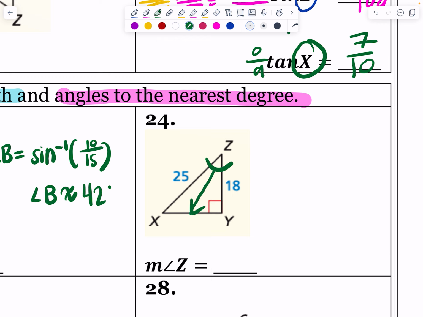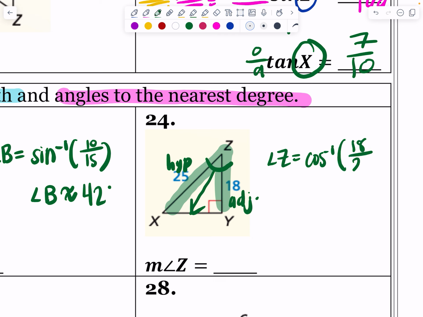That would be my opposite. It's blank. So 18 is my adjacent. 25 is my hypotenuse. I call this the crocodile because when you highlight these pieces that frame angle Z, it makes a crocodile's mouth. Crocodile starts with a C. This is going to be cosine. So adjacent and hypotenuse goes with cosine. So angle Z is going to be equal to the inverse cosine of its adjacent, 18, over its hypotenuse, 25.